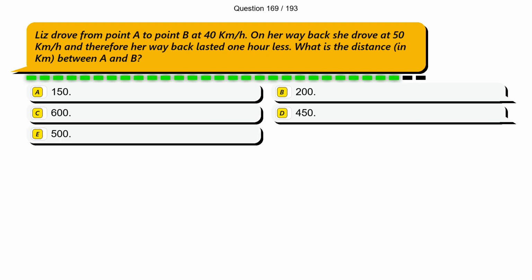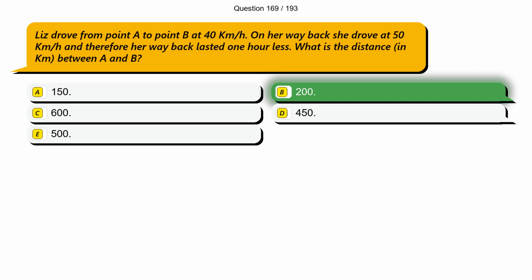Question 169. Liz drove from point A to point B at 40 kilometers per hour. On her way back she drove at 50 kilometers per hour, and therefore her way back lasted 1 hour less. What is the distance, in km, between A and B? Option A, 150. Option B, 200. Option C, 600. Option D, 450. Option E, 500.